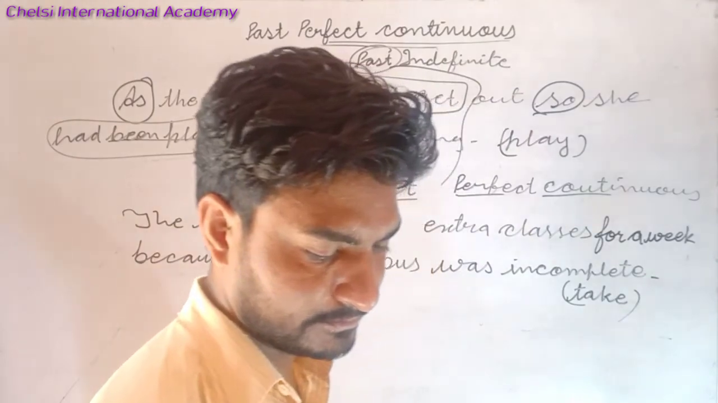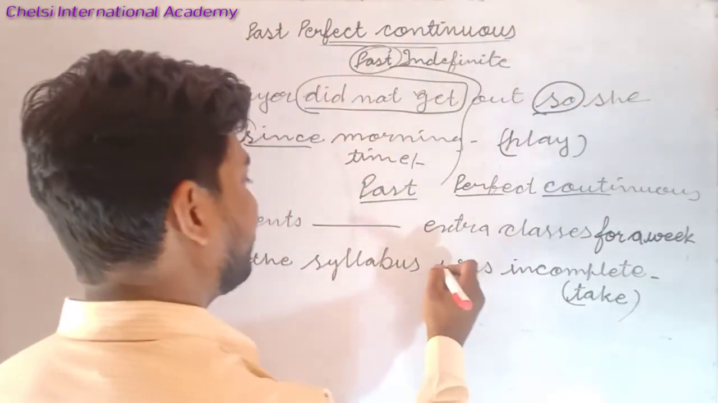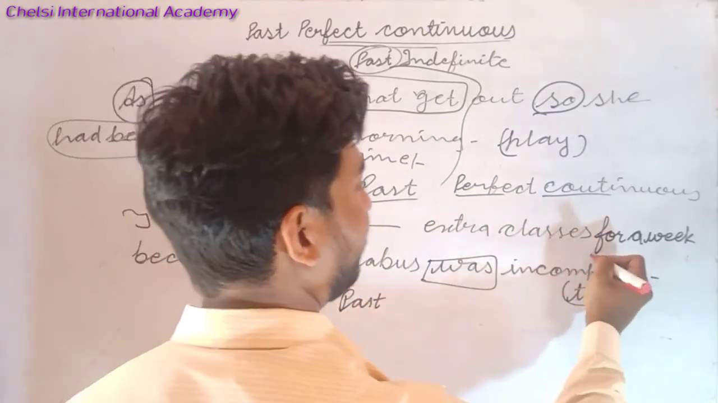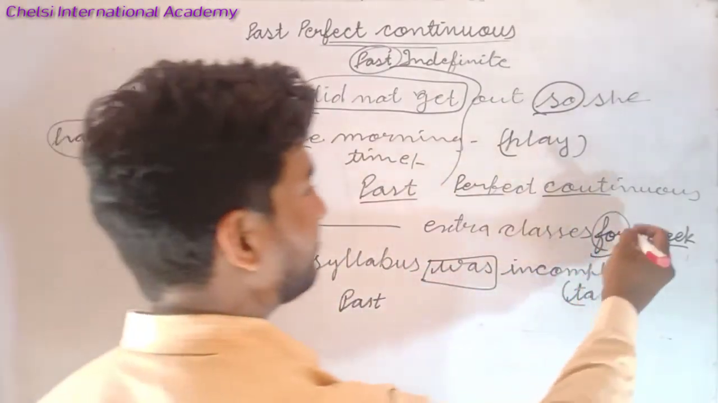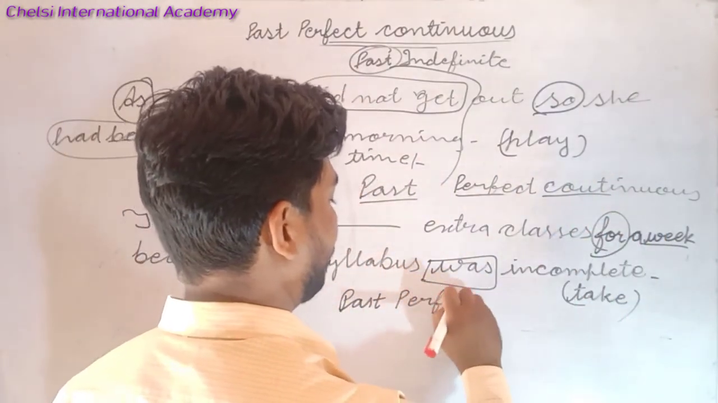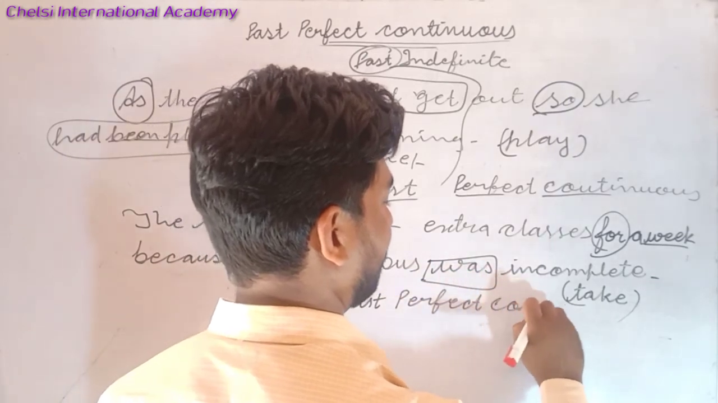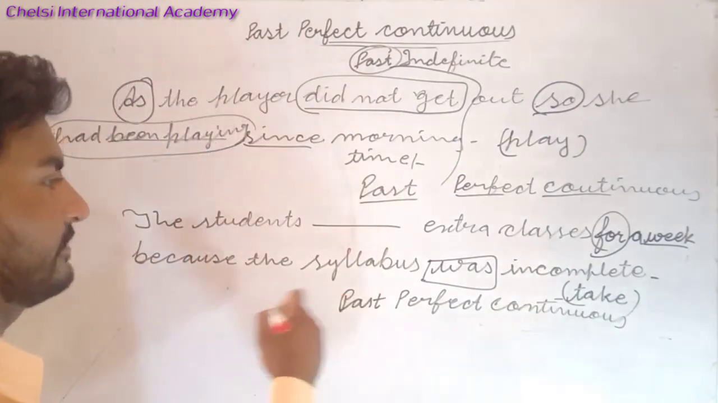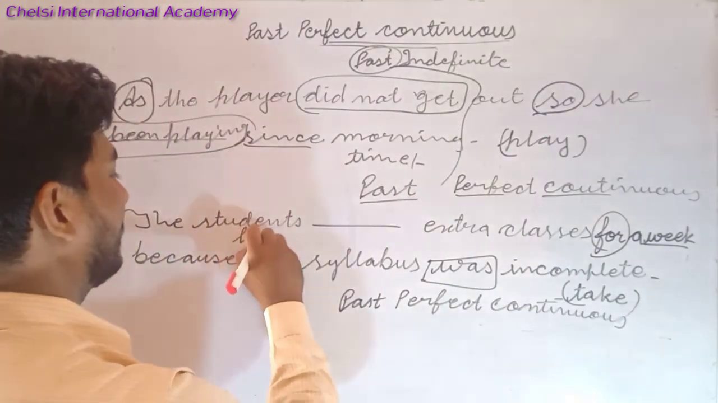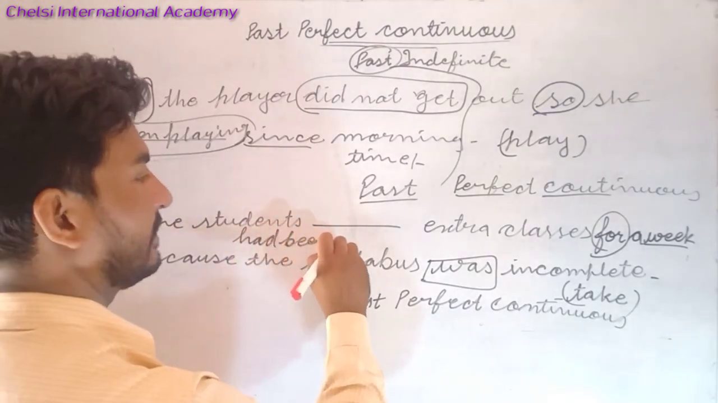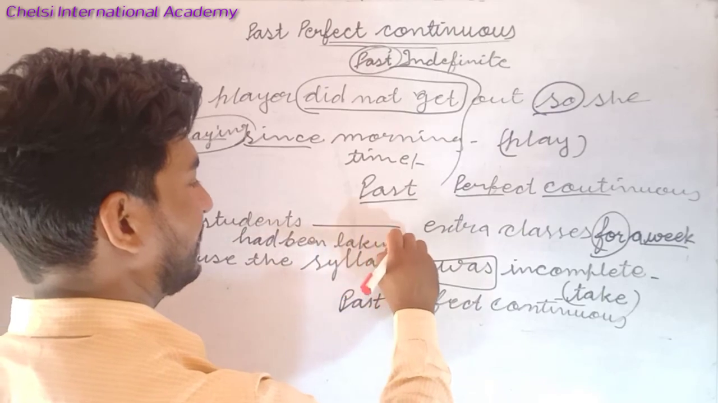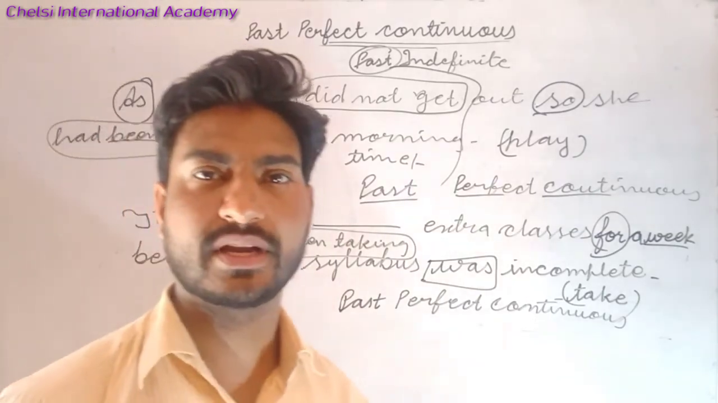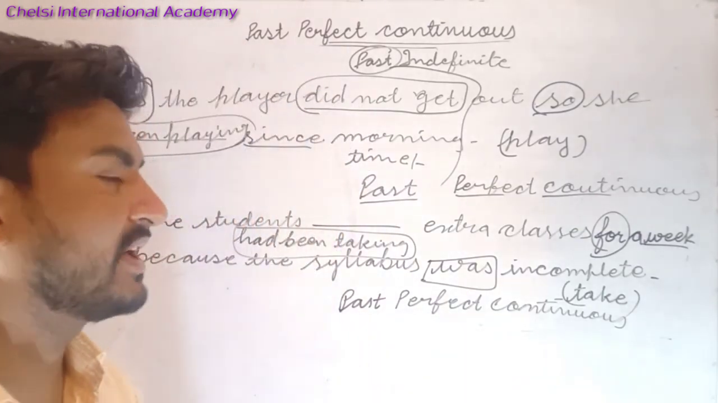Let's see. Was shows the past tense, and for plus time shows the perfect continuous tense. In this way we fill in the blank: had been taking. What would be its Hindi meaning? बच्चे जो थे एक सप्ताह से एक्स्ट्रा क्लास ले रहे थे क्योंकि उनका सिलेबस कंप्लीट नहीं हुआ था.